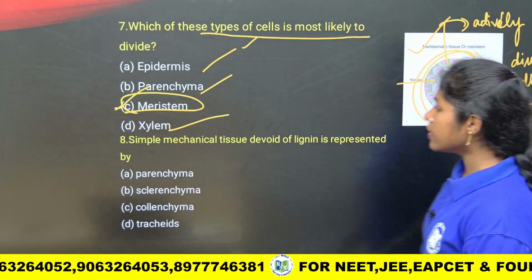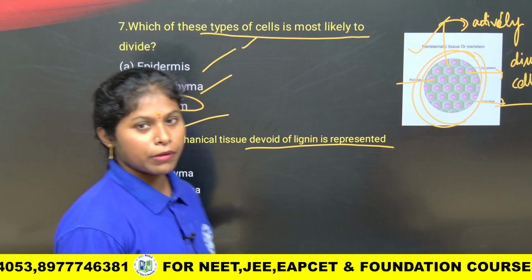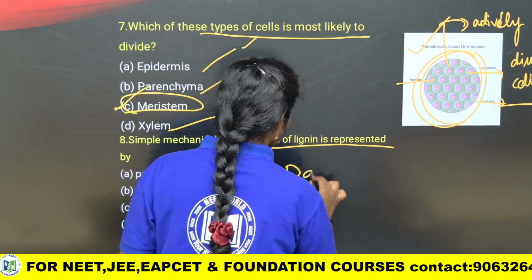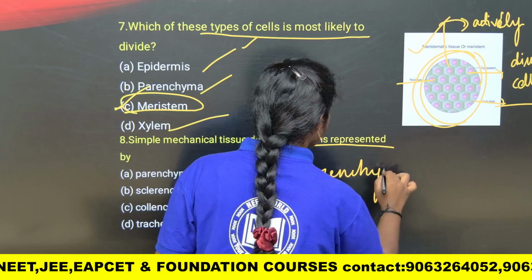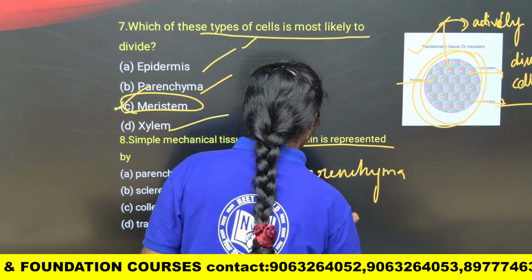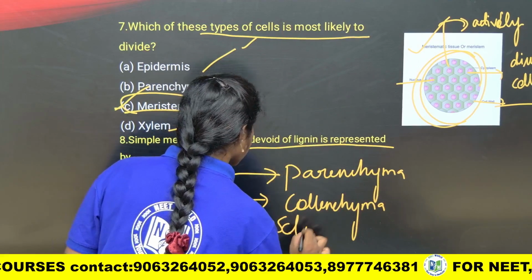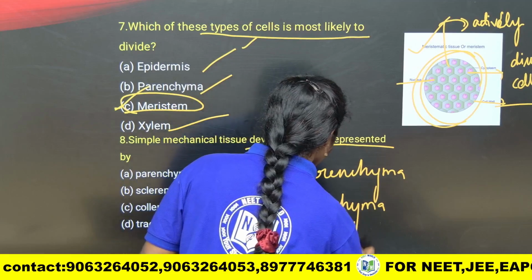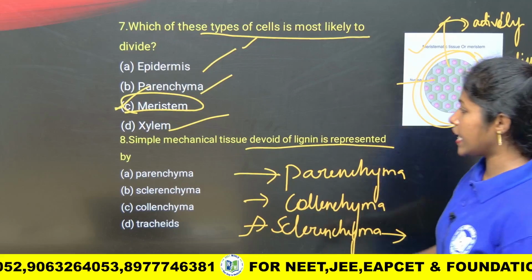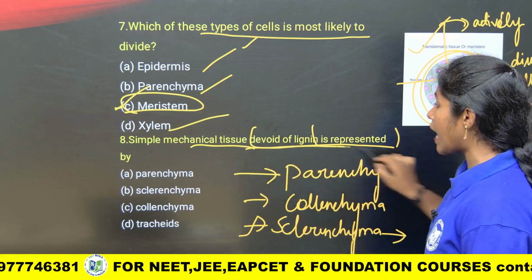See here the 8th question, children. Simple mechanical tissue is devoid of lignin. We all know that simple permanent tissues have 3 types. What are they? They are parenchyma, collenchyma and sclerenchyma. Which is most likely involved in mechanical support, children? It is sclerenchyma. But here they are asking which is not having lignin.